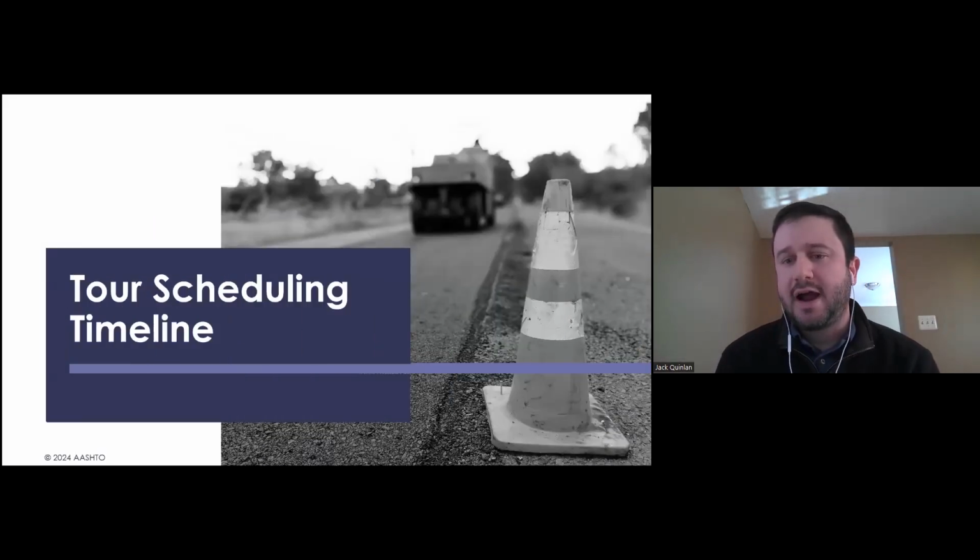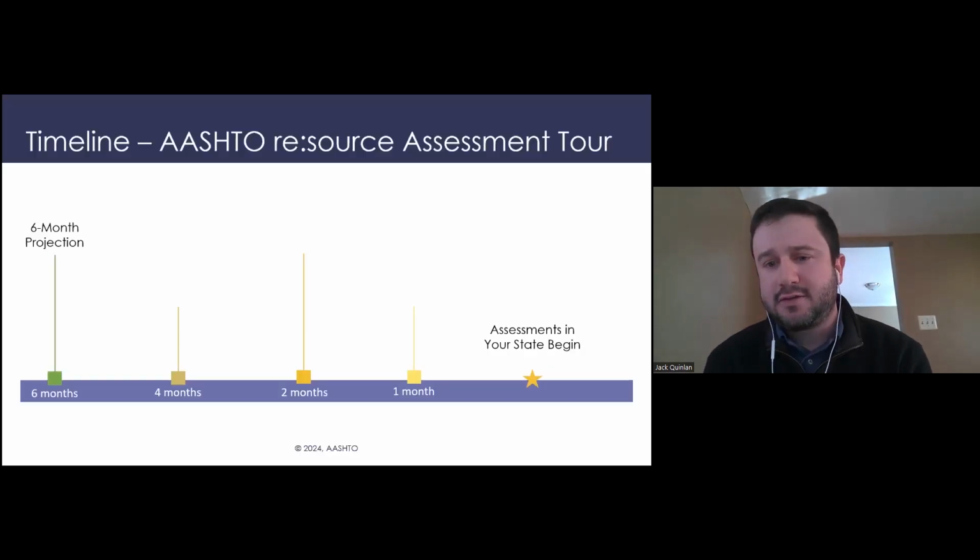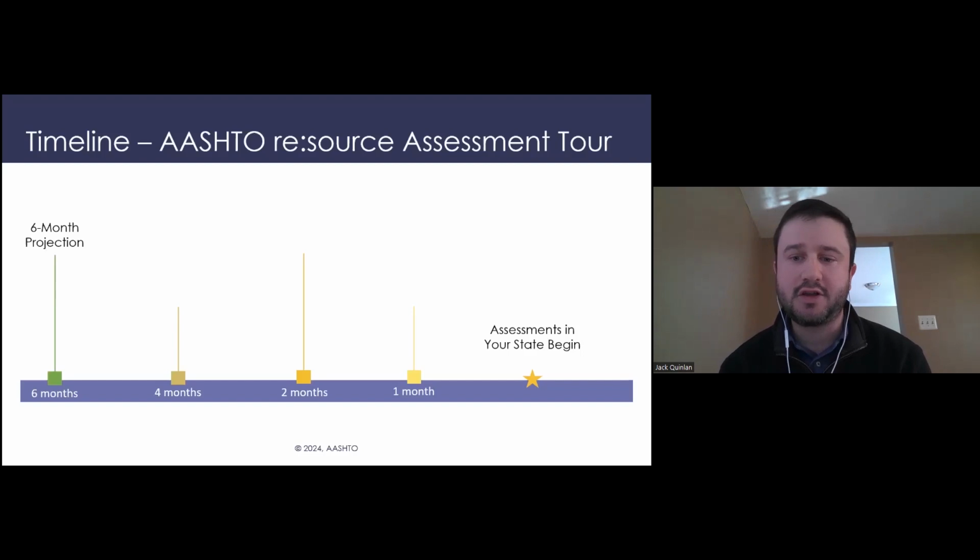So now that we've gone through how the assessment tour moves across the country, I'm going to get into what happens when your state is next on our list. Everything starts with our 6-month projections. We do this to help us figure out when we'll need to start feeding new assessment requests into our queue so that we can keep our assessors busy.